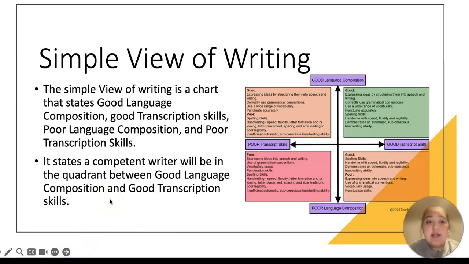On my next slide, I have the simple view of writing, and as you can see to my right, I decided to put in a little chart just to be more visual about it. At the top of the chart, I have good language composition and poor language composition, which is just skills that we need to practice more. The simple view of writing is a chart that states good language composition, good transcription skills, poor language composition, and poor transcription skills. It states a competent writer will be in the quadrant between good language composition and good transcription skills.